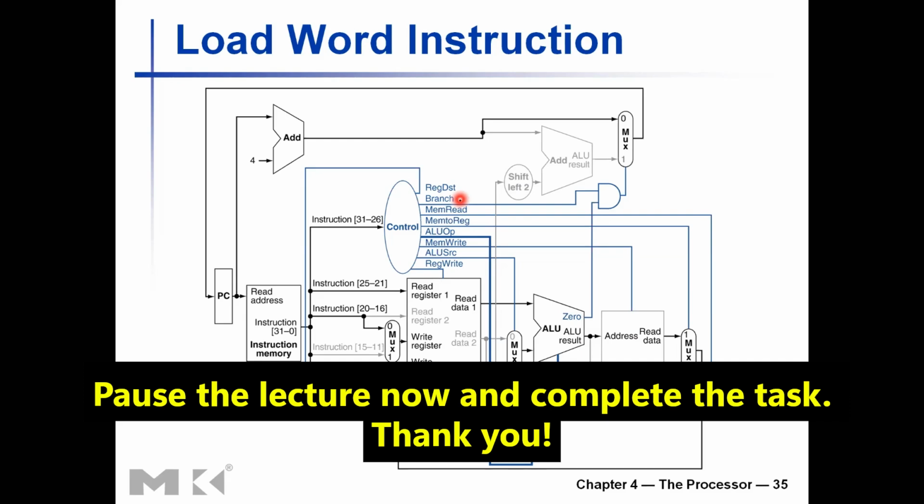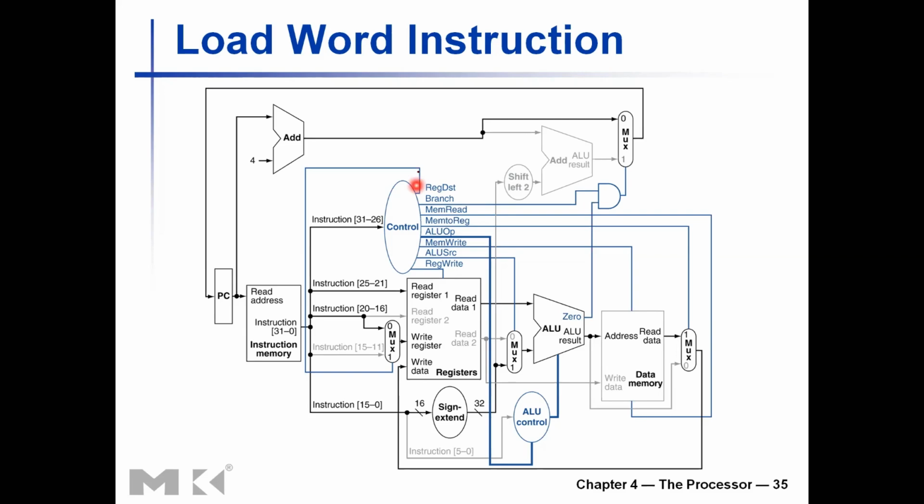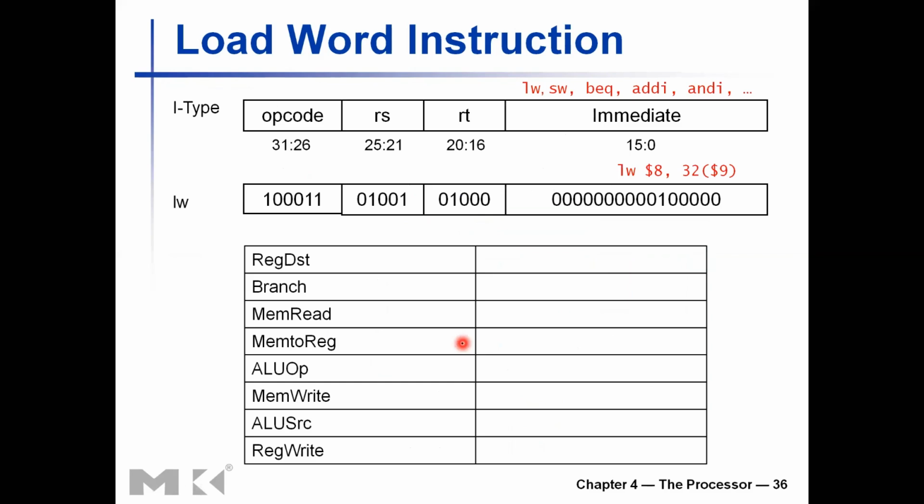Shall we have a look at the values? What is the value of the register destination control signal? Can someone tell me? It's 0. It's 0 because the destination register's address is present in bits 16 to 20, not bits 11 to 15 in the instruction word. So we need to send a 0 through the select signal to get that into the right register. So this is 0 for our load word instruction.